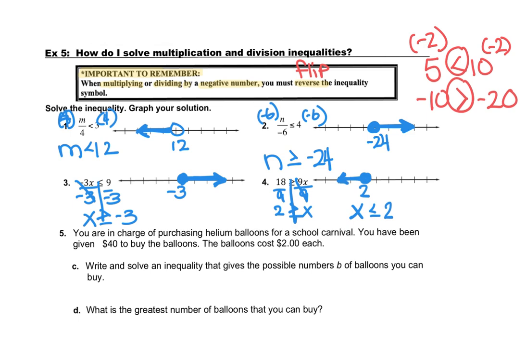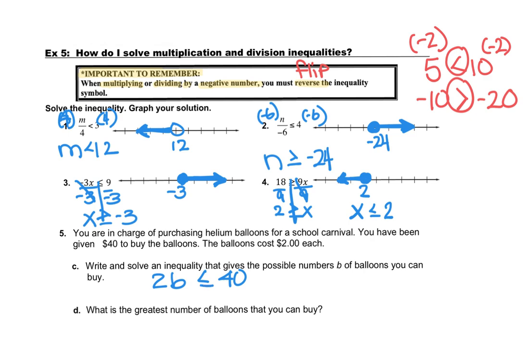All right, in our last example, it says you are in charge of purchasing helium balloons for a school carnival. You have been given $40 to buy the balloons, and the balloons cost $2 each. Write and solve the inequality that gives the possible numbers of B balloons you can buy. Each balloon costs $2, and I have $40. I can spend all of the $40, but I don't have to spend all of it. I could also spend less than $40.